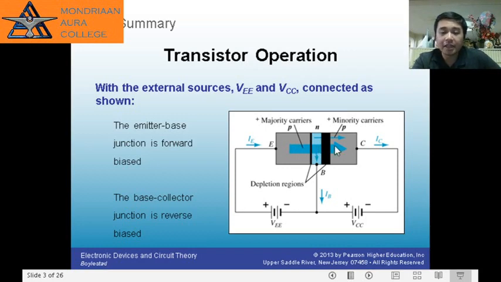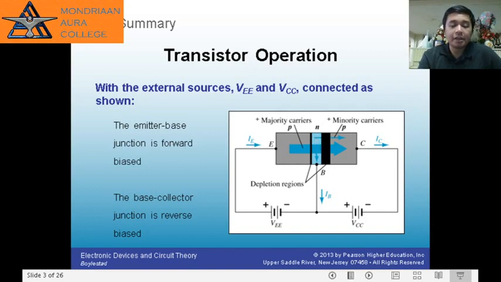Itong arrow na malaki na nakikita ninyo, this represents the majority carriers. Ito yung maraming holes na dumadaloy from emitter papunta ngayon sa collector. Dito naman sa ating base collector junction, meron tayong reverse bias, remember? We have from the positive terminal of your VCC, dadaloy dito, and then ang minority carriers ng N-type material are holes.